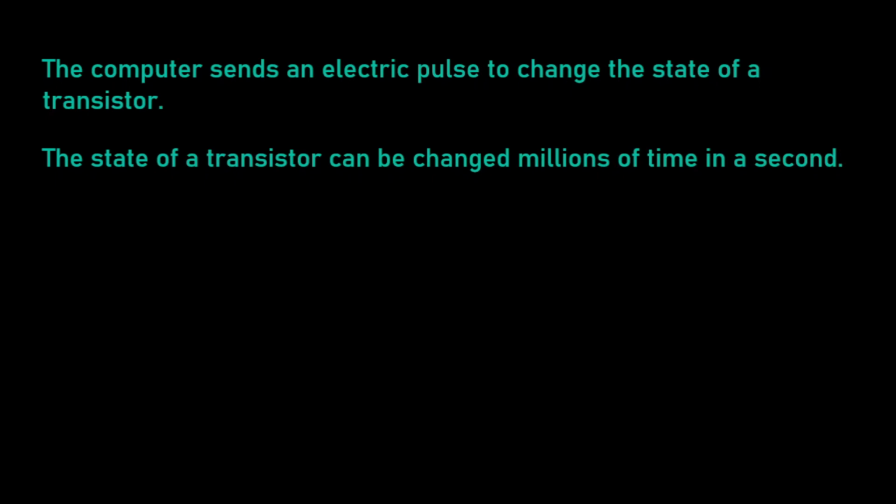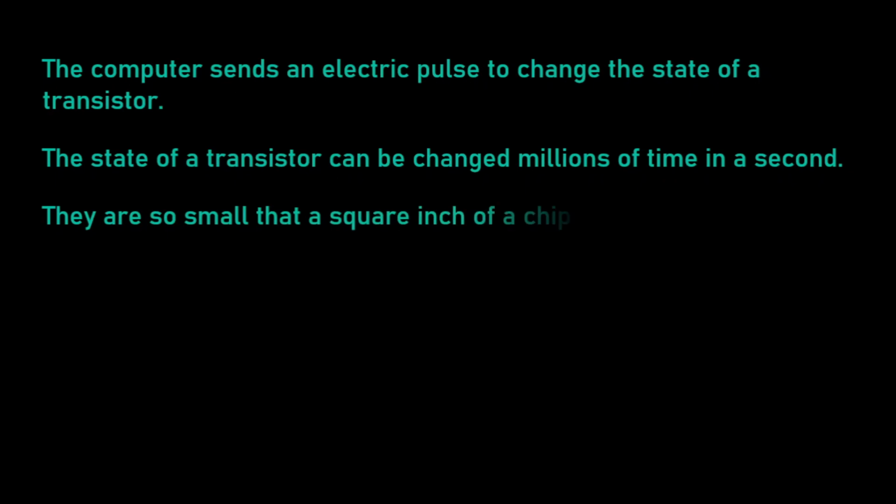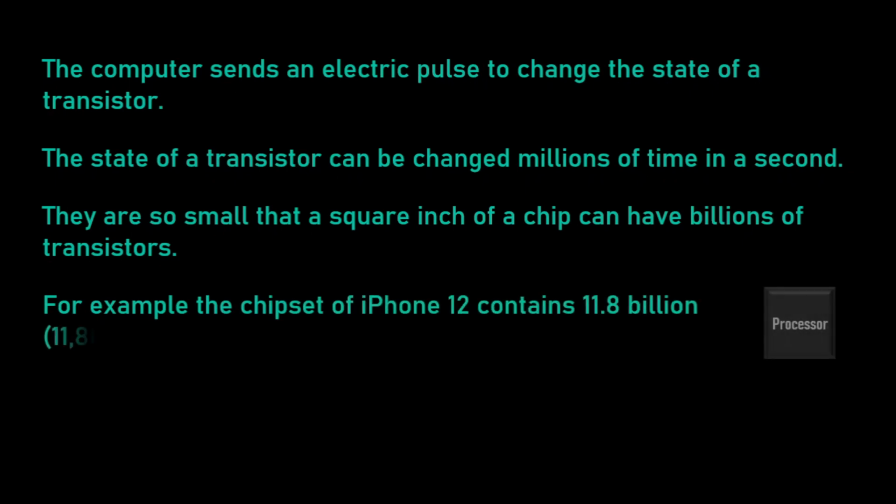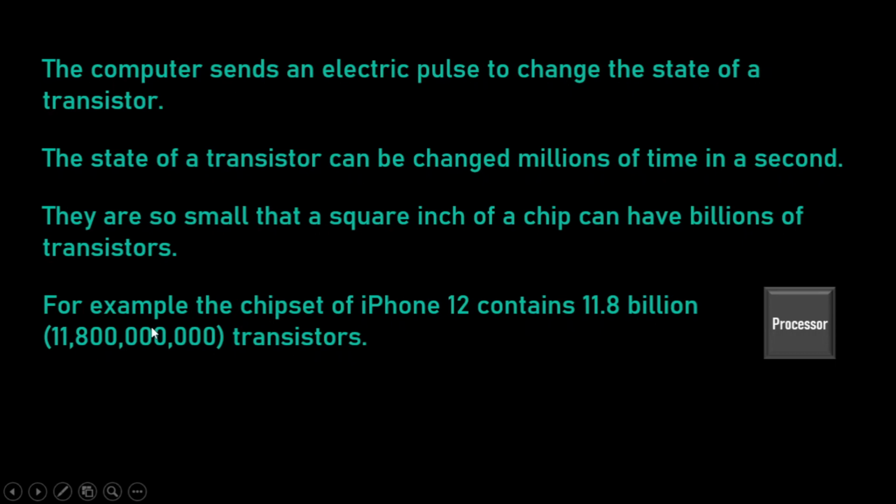The state of a transistor can be changed millions of times in a second. Since a computer is controlling it, the computer can change the state of the transistor millions of times in a second. They are so small that a square inch of a chip can have billions of transistors. For example, the chipset of iPhone 12 contains 11.8 billion transistors. That is 11,800,000,000 transistors on this size of chip.